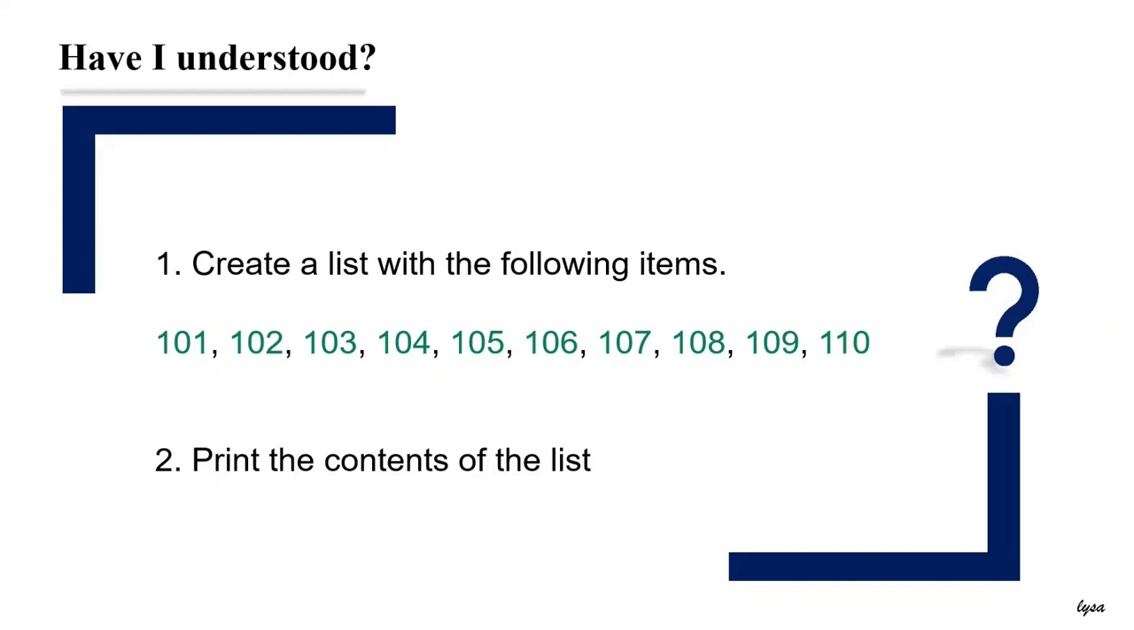So have you understood so far? Shall we check it out with an example? Now that you have seen how to create a list, I want you to open your source code editor and then create a list with the following items. And then I want you to print the contents of the list.